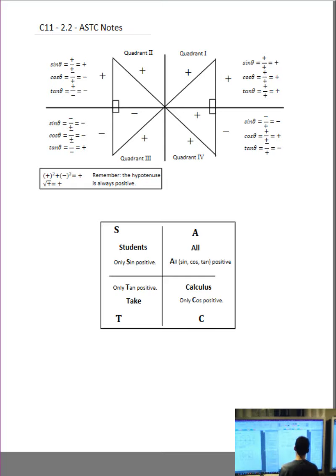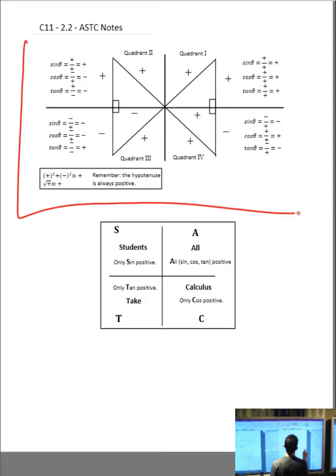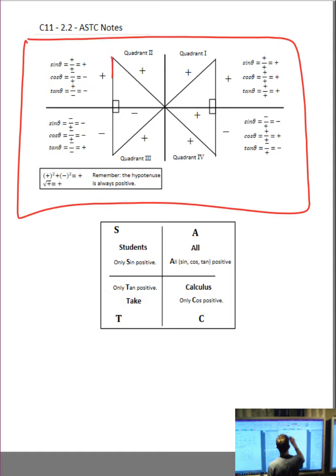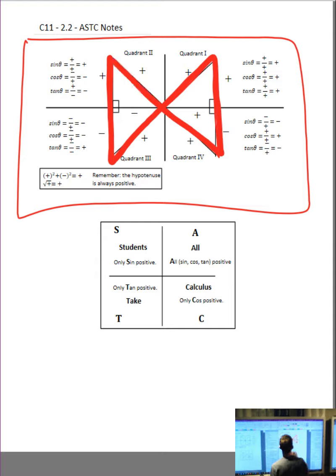Okay, so sometimes I just print off the notes so I can do it quicker. So let's take a look at the top. We have a graph, and we have our bow tie that we talked about. Let's go big red. Our bow tie that we talked about.